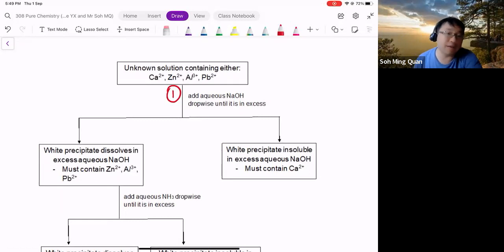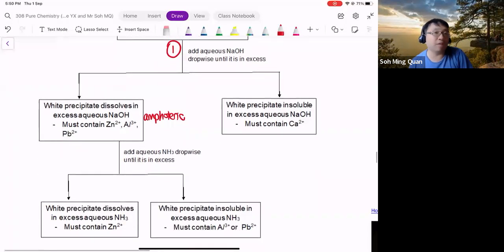Zinc, aluminium, and lead are amphoteric. So because they are amphoteric, they will dissolve in excess NaOH, whereas calcium forms calcium hydroxide, which is basic. So it will be insoluble in excess NaOH. So by adding NaOH, I can already sieve out calcium. I differentiate calcium away already. So now the mixture contains zinc, aluminium, lead remaining.